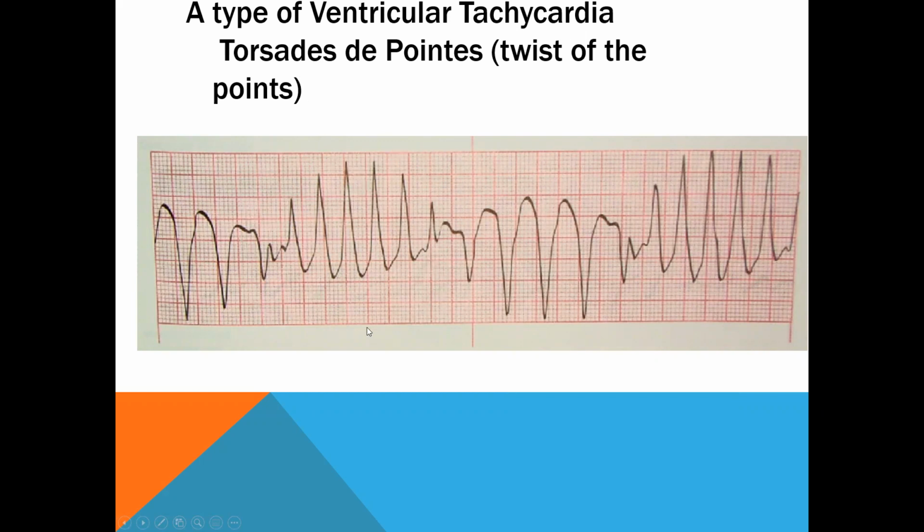This is a type of ventricular tachycardia where you see the QRSs going up and then you see them turn and now they start pointing down and then they turn and they start pointing up. And it's called twisting of the points, but it kept its French name, torsade de pointes.